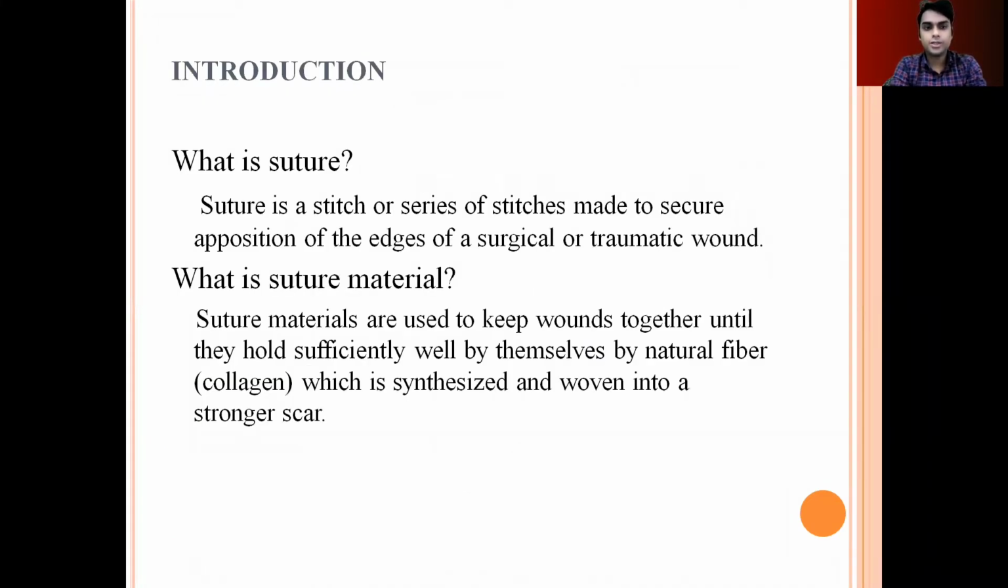First, the introduction. What is a suture? A suture is a stitch or series of stitches made to secure the apposition of the edges of a surgical or traumatic wound. What is suture material? Suture materials are used to keep the wounds together until they hold sufficiently well by themselves by natural fiber, that is collagen, which is synthesized and woven into a stronger scar.